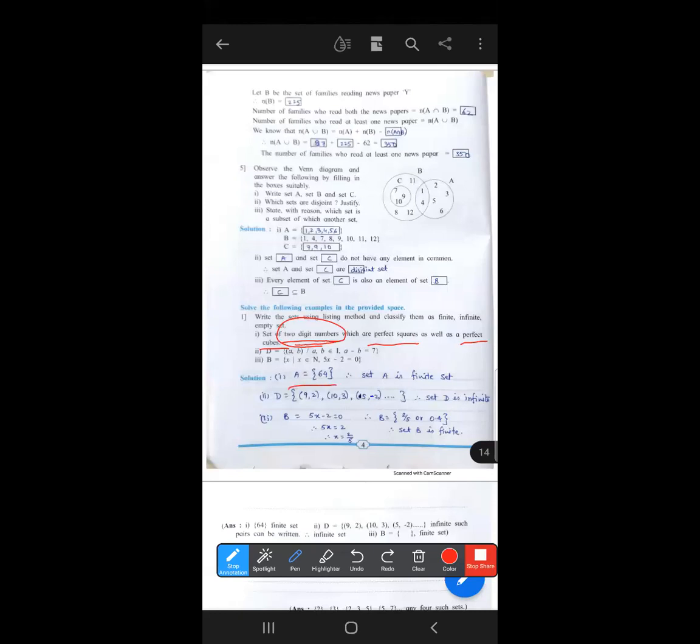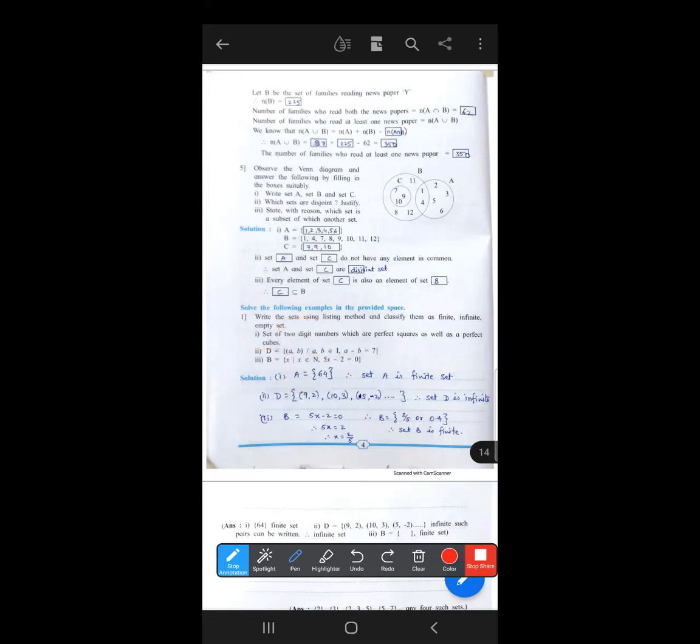Now this 64 is a perfect square of 8, and it is a perfect cube of 4. So here A is equal to, in the bracket, 64. Now here, since only one element is there, and that is countable, that particular set A is a finite set. I hope that this first section is clear.